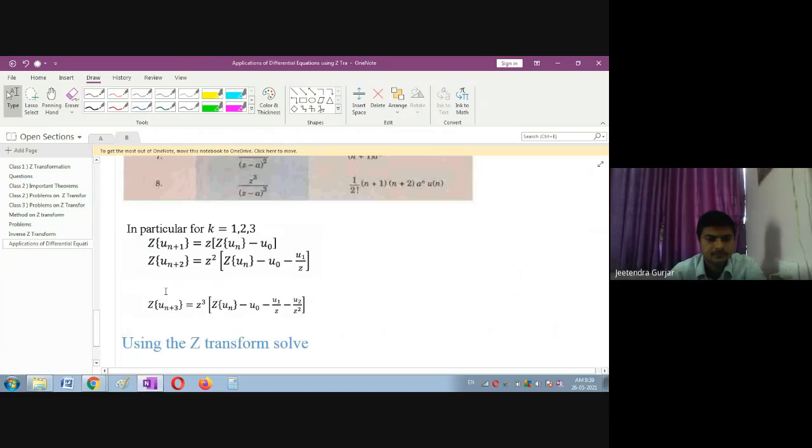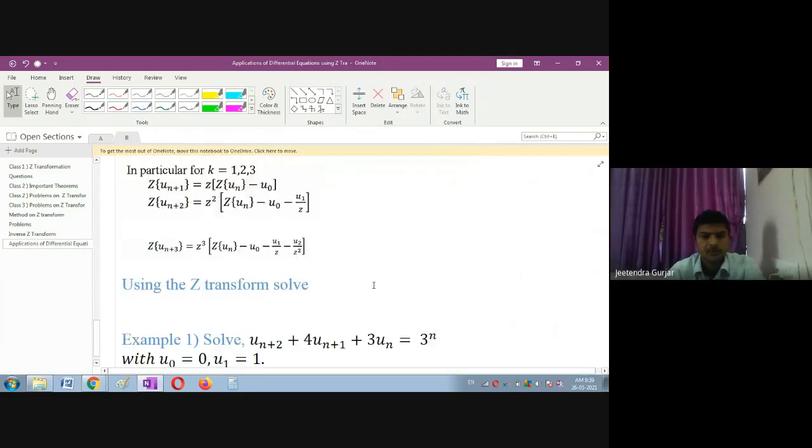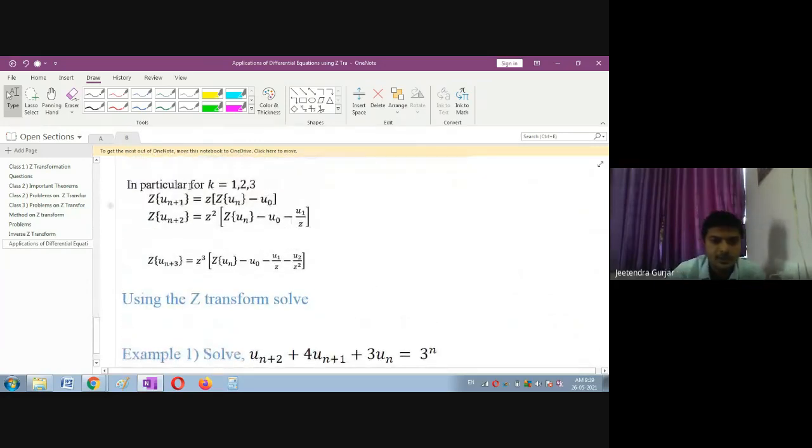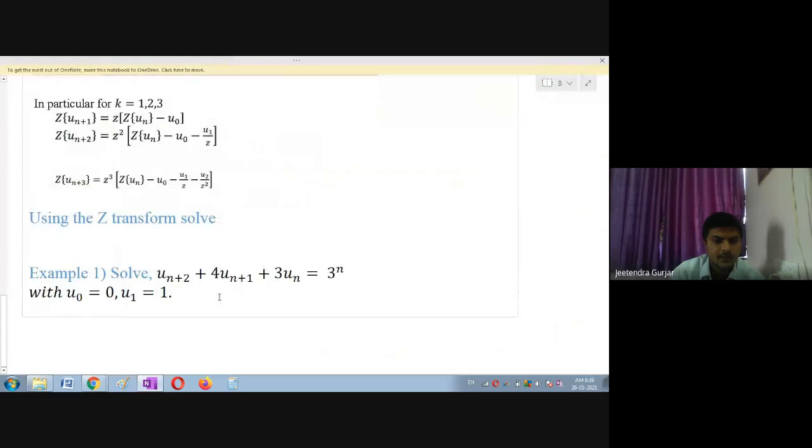Yes. So please remember this formula, students. We are going to substitute. Mainly these three are very important. As I told you, remember this formula so that your maximum problems are solved using these three only. So u(n+2) just substitute this, u(n+1) just substitute this. u(n) is nothing but u of z only, students.